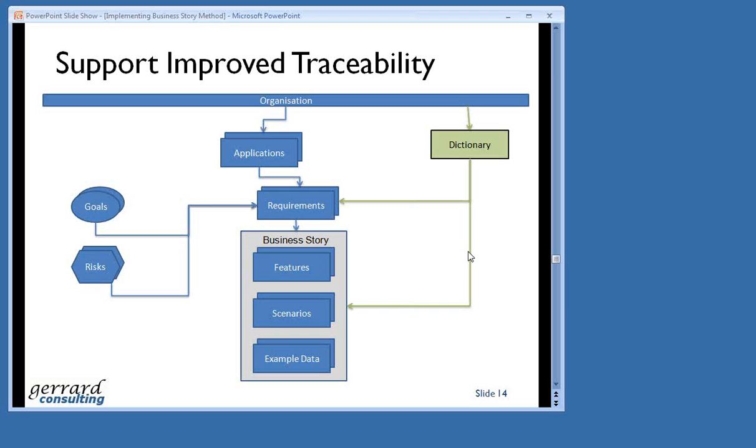The other thing that's shown on this diagram is a dictionary, and I think this is really important as well for traceability, because one of the things that trips us up is terminology that's not commonly used or commonly understood. So having a dictionary of commonly used terms and business rules and even definitions of data items is extremely powerful, particularly when you can trace the use of those business terms and data items throughout the requirements and the business stories. Then you're actually able to support impact analysis a lot more easily than you can do without it.